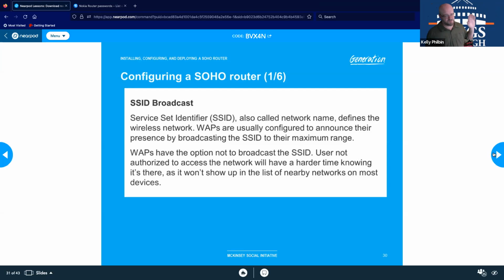But if you do not broadcast it, you need to be specific when you put it in your phone. You have to put in the network name, the SSID, and the password perfectly correctly. And then it will know to link to that network.